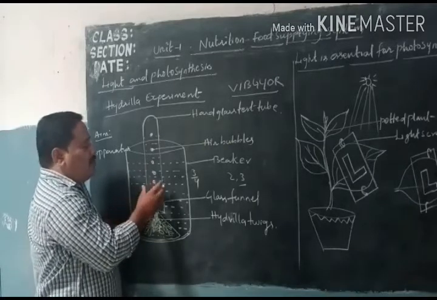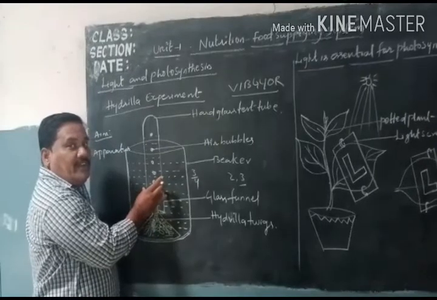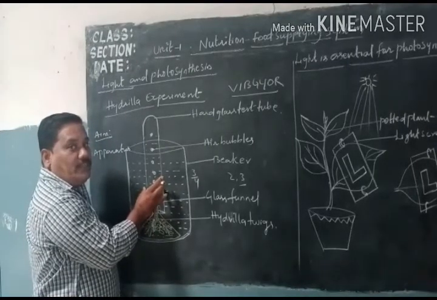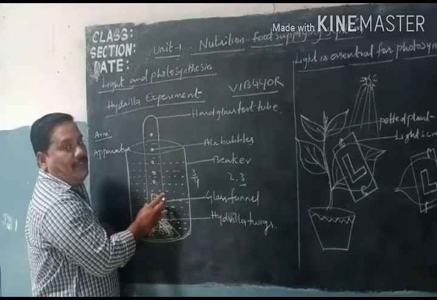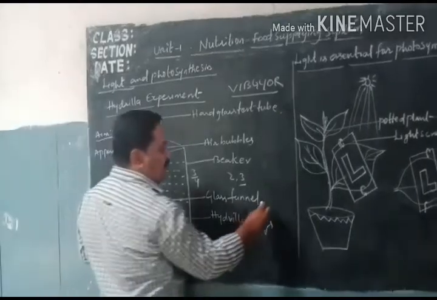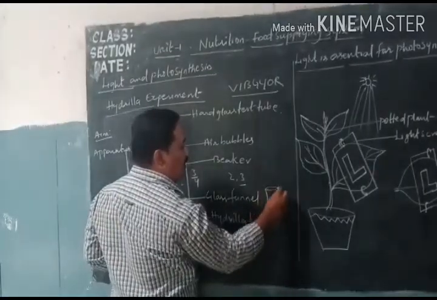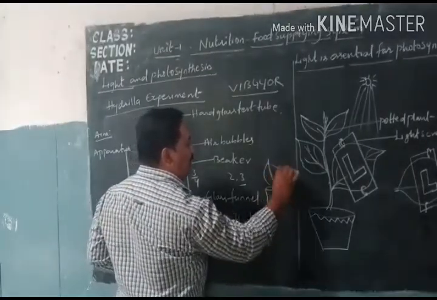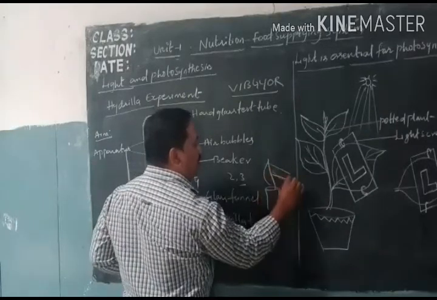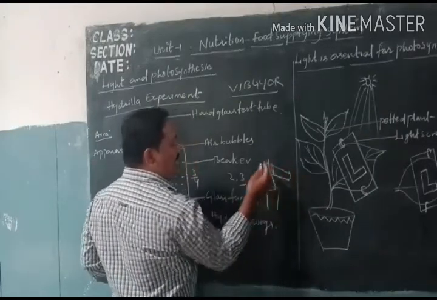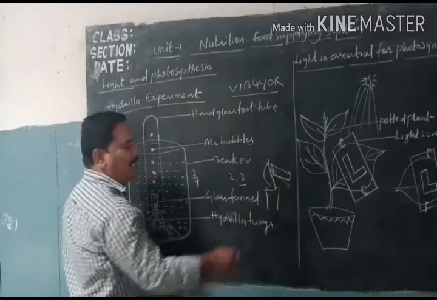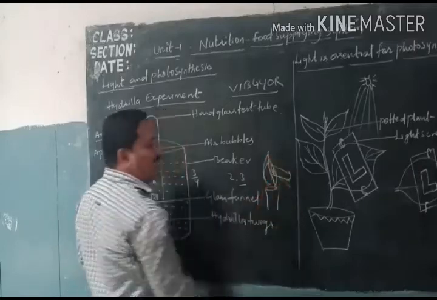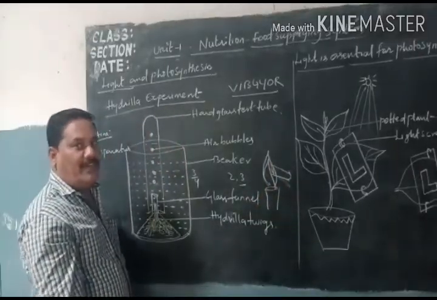Now, after two to three hours, you slowly remove the test tube from the beaker. The test tube is brought near a burning splinter. What do you observe? The splinter burns brightly, brilliantly, vigorously.